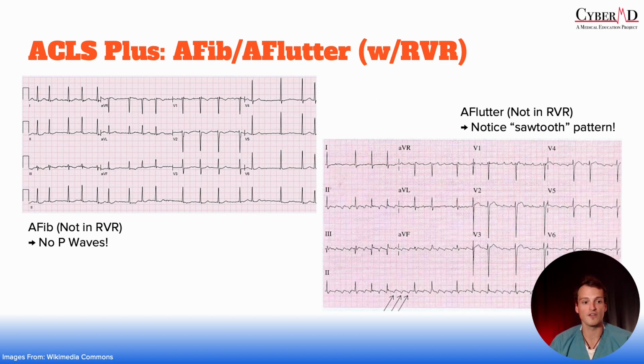On this screen, on the left, we have an example of AFib. They're not in RVR. Their actual rate is pretty decent, so RVR might be a little faster than that. But the big thing is they're in AFib. There's no identifiable P waves anywhere on that EKG. And then you move over to the right, and we have atrial flutter where instead of having regular P waves, we notice this sawtooth pattern going throughout the EKG where the P waves normally are. And that sawtooth pattern is kind of the hallmark of atrial flutter. But again, treat this the same way that you treat AFib with RVR.